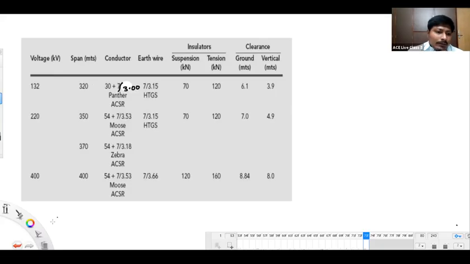And one more thing, what you have to observe here is earth wire. It's a term like HTGS, high tension galvanized steel. High tension galvanized steel wire. It's also a stranded conductor of 7 strands. Each strand diameter is 3.15 millimeters. Yeah, all of you getting this table, what I'm saying?